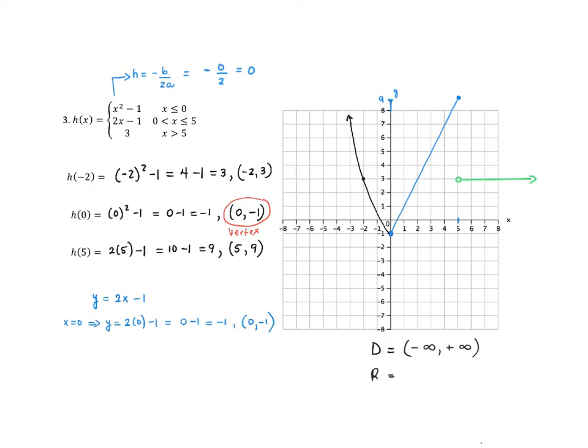Now the range, let's look at the range. This graph, this piece goes all the way up. So all of positive infinity is included. But then the lowest y value that I see right here is at negative 1. So all the way at positive infinity, and then the lowest y value, negative 1. That means that the range consists of all y values that are greater or equal to negative 1. In interval notation, that will be from negative 1, including negative 1, all the way to positive infinity.